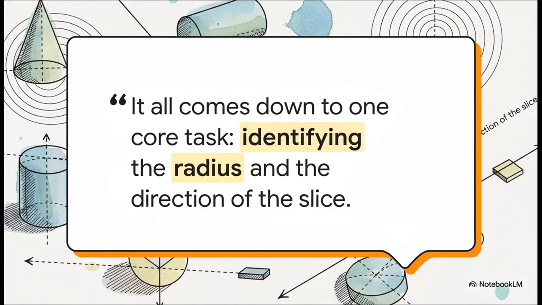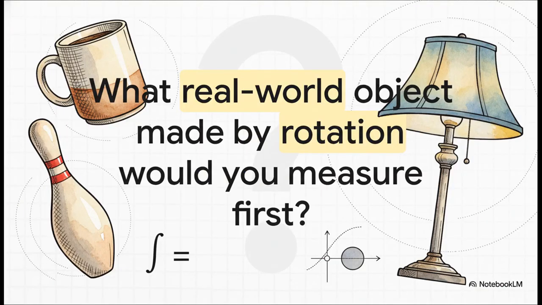If you take just one thing away from this whole explainer, please let it be this. It doesn't matter how complicated the problem looks. It always comes down to the exact same core task, correctly identifying the radius or radii and figuring out the direction of your slice. You get that right? The rest is just plugging and chugging. So there you have it. You now have the fundamental tools to find the volume of pretty much any shape made by rotation.